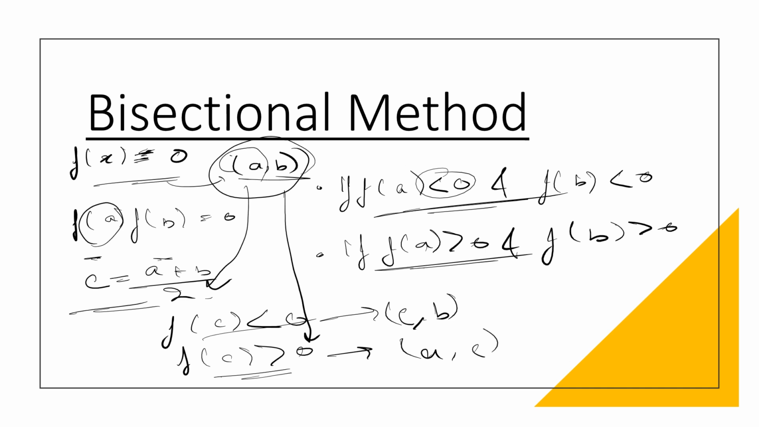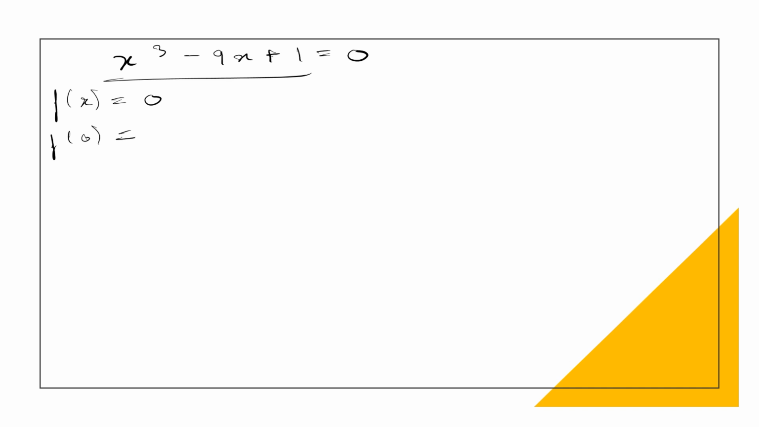Let us look into an example for this. So let's say the question is to solve this equation: x cubed minus 9x plus 1 is equal to 0. So for example, let's say this is the equation, right? So what we're going to do is find different values of x, right? So let's put f of 0. F of 0 will be, if you put 0 here, 1. And then we put f of 1, f of 2, f of 3, etc.